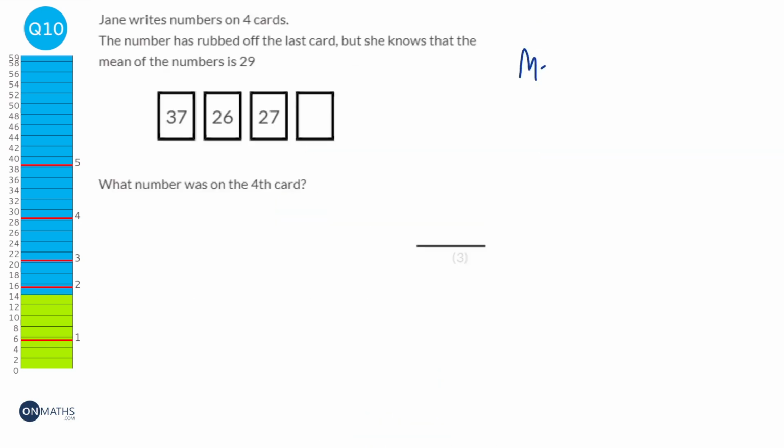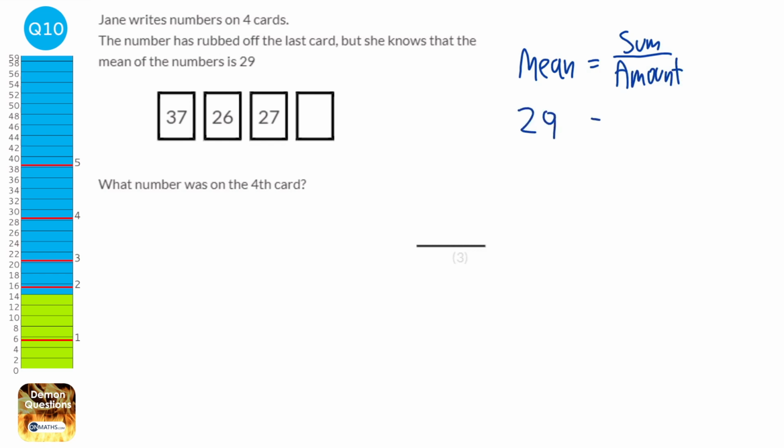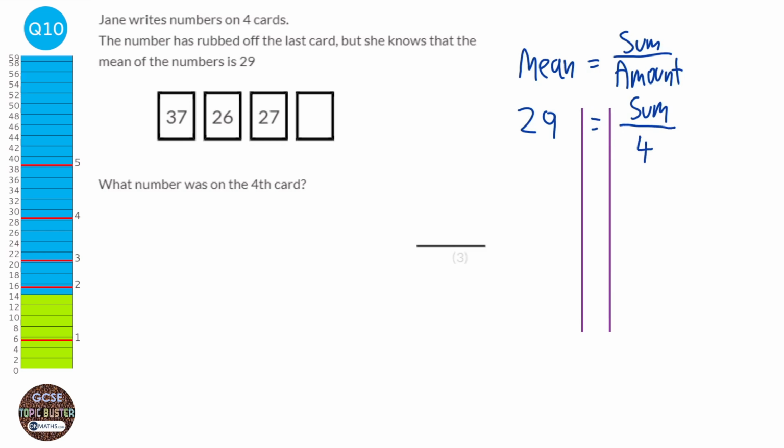So we know that the mean is the sum of numbers over the amount. But in this question, we're actually given what the mean is. We're given that that is 29. We're also given the fact that there are 4 cards, so we're given the amount. So what we can do is just get our lines in and solve this. So what we're going to do is just times both sides by 4.